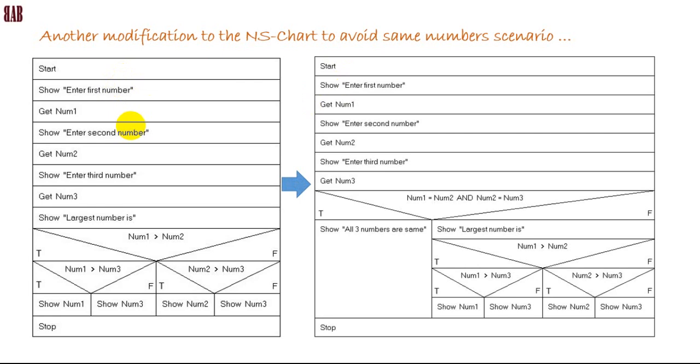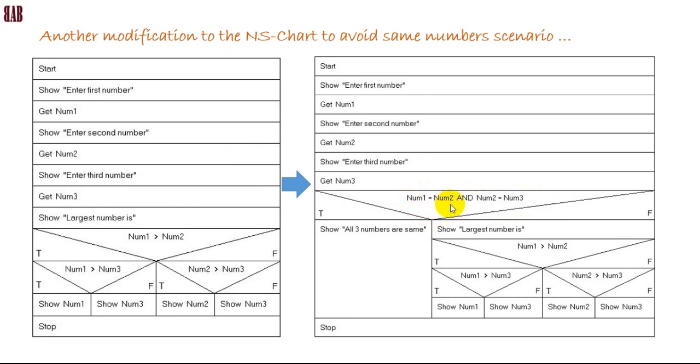Let me show what I have done. After getting the numbers, this largest number decision, and whatever has to happen if the numbers are not the same, that's what we are trying to avoid, same numbers. So immediately I'm checking whether num1 is equal to num2 and num2 is equal to num3. This means checking whether all three numbers are the same. If num1 and num2 are the same, and if num2 and num3 are the same, then we can come to a logical conclusion that all three numbers are the same. This is how you check for all three numbers being the same.